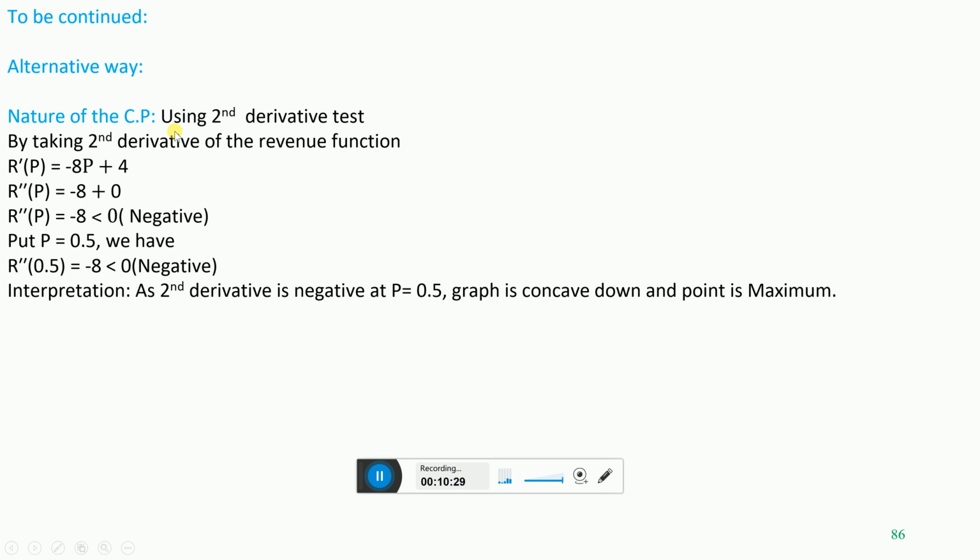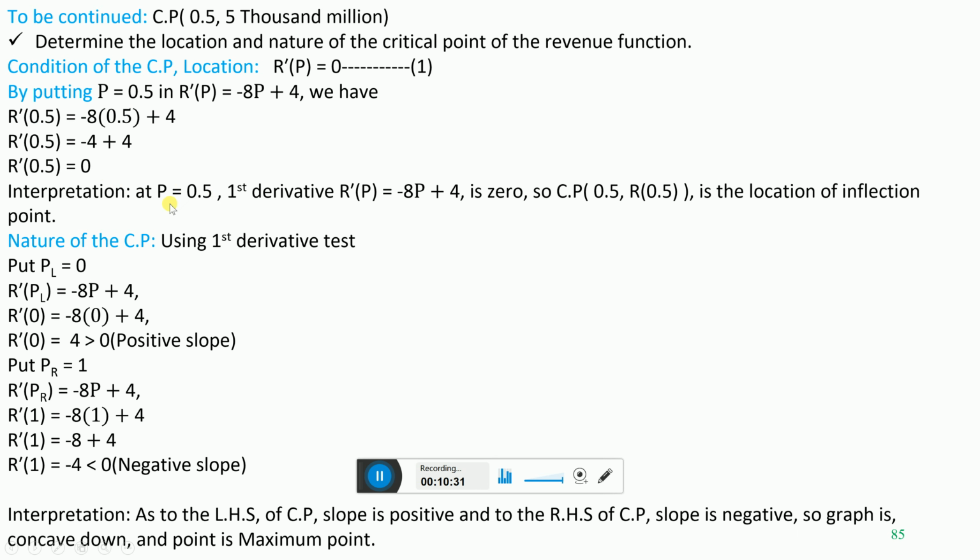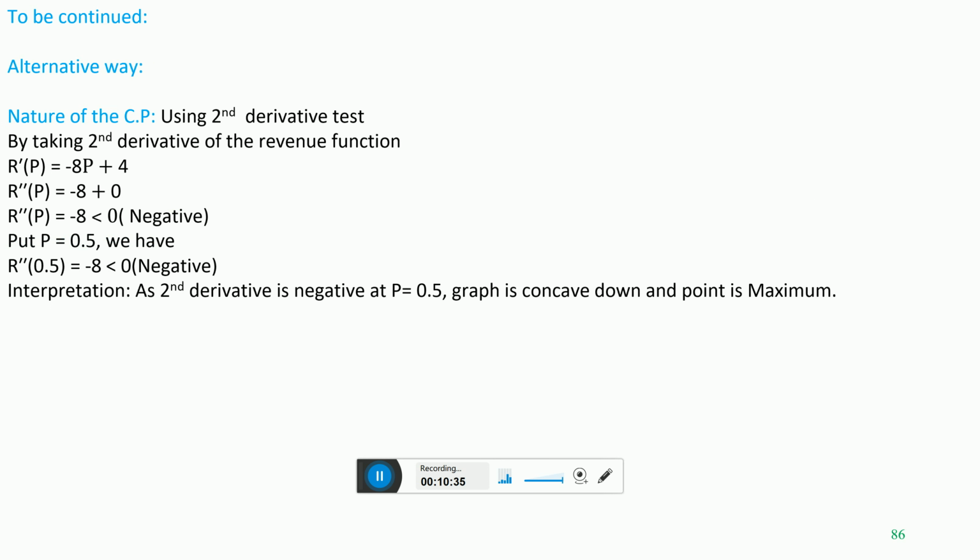So, the p-value we already determined. This is 0.5. The first time derivative we already conducted. Now, by taking the second derivative of the revenue function, r prime of p is equal to minus 8p plus 4. This is the first time derivative of the revenue function. We will take the second time derivative. So, r double prime of p is equal to minus 8 plus 0. R double prime of p is equal to minus 8. This is less than 0.